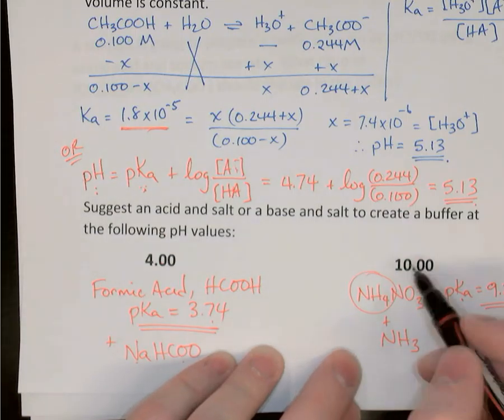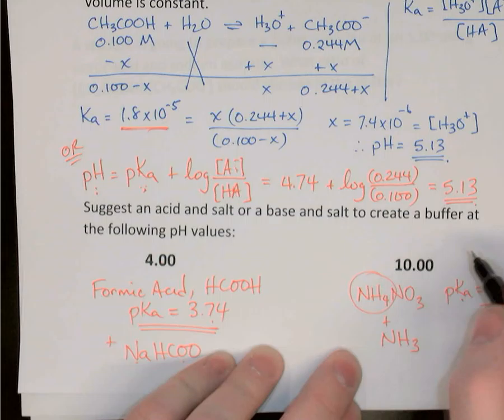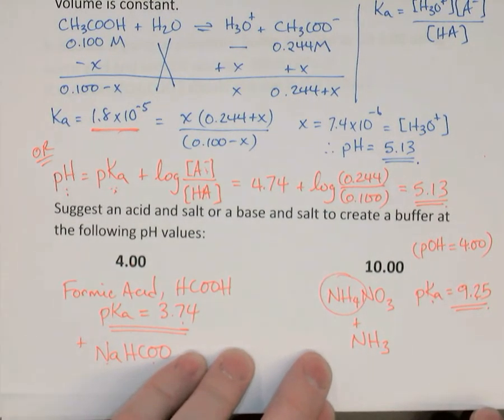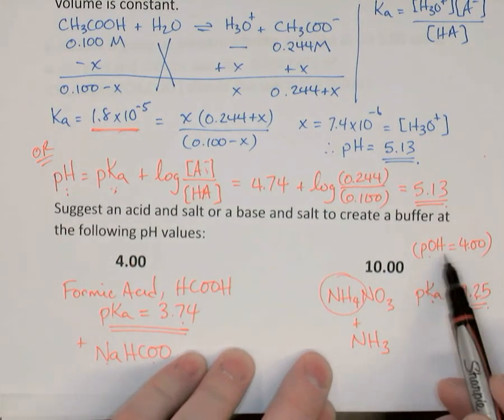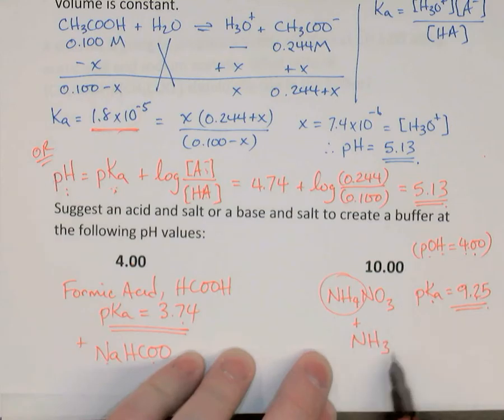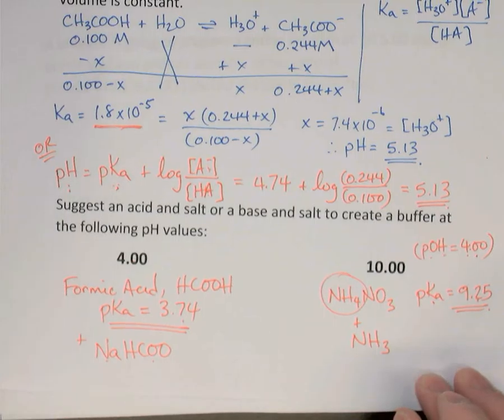So ammonium ions have a pKa of 9.25. Now notice, if the pH that we wanted is 10, we could note here that the pOH that we want is 4, right? pH plus pOH equals 14. If you want a pOH of 4, then your pKb value should be close to 4. And if you look at the pKb value of ammonia, you'll find out that it's about 4.74. It's pretty close to 4, so that would be a good choice as well.